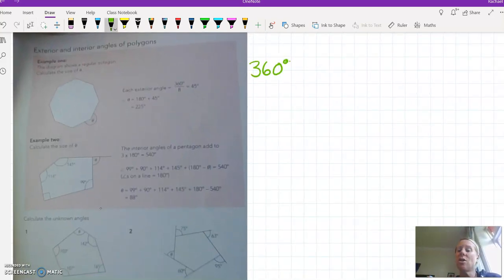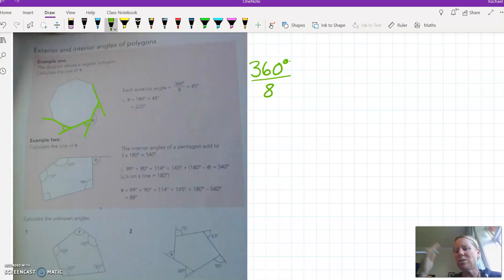All right, this is an octagon, so it's got 8 sides. So we can just divide 360 by 8 to work out what that little angle is for each one, if we made up a little Catherine wheel. So let's do that: 360 divided by 8.